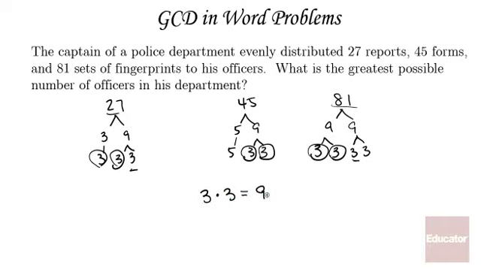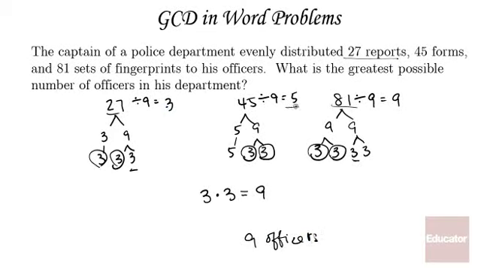And we can go back and check. Can you divide 27 by 9 evenly? Yes, you get 3. 45 divided by 9 evenly? Yes, you get 5. And 81 divided by 9 evenly? You get 9. So if we were to think about it in the context of the problem, there were 9 officers. And each officer got 3 reports, 5 forms, and 9 sets of fingerprints.